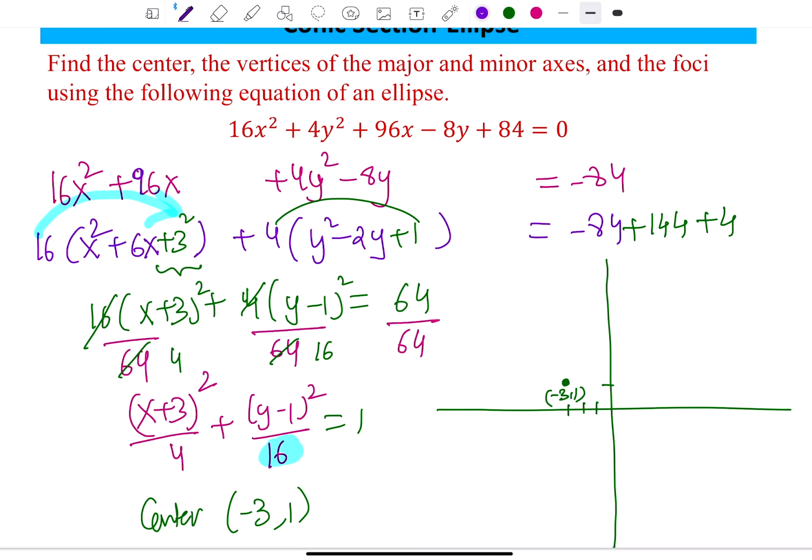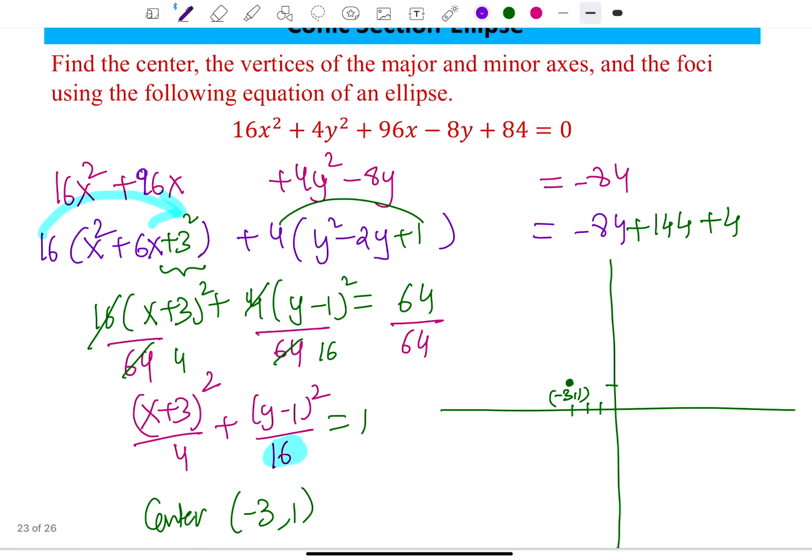So along the line of the major axis, I need to go 4 up, 4 down, because this is 4 squared. So go 1, 2, 3, 4 up, 1, 2, 3, 4 down. And along the minor axis, I will be going 2 to the left, 2 to the right. So 2 left and 2 right. And that's our ellipse graphed.